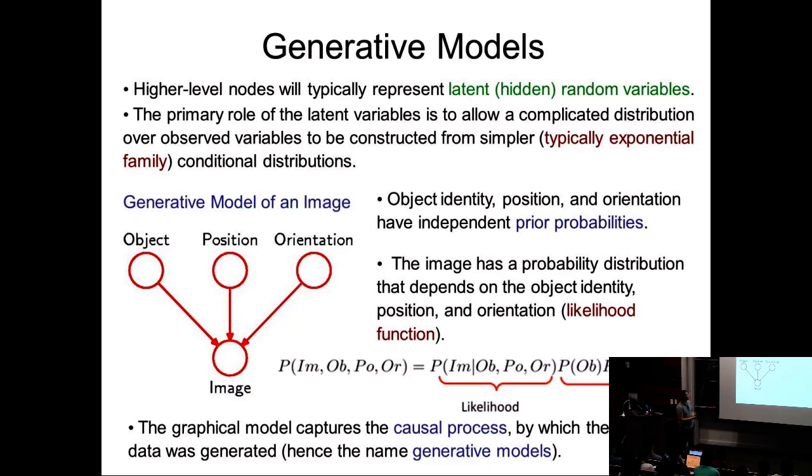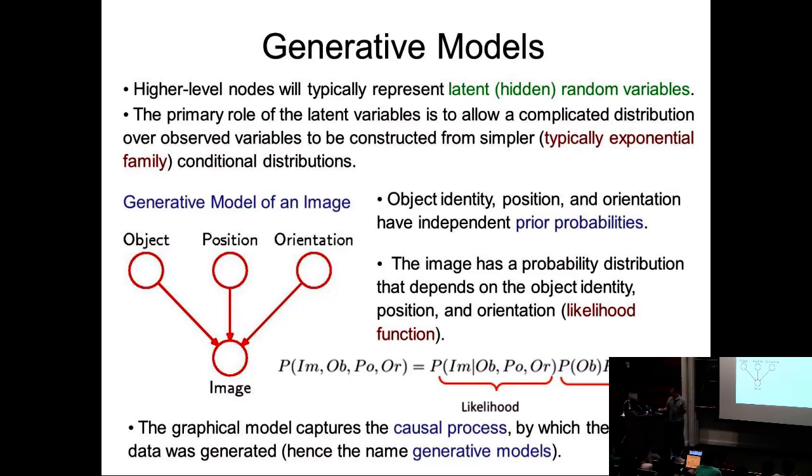Now, generative models, when we think about these kinds of models, Bayesian networks, directed graphical models, we typically think of high-level nodes carrying some latent or hidden structure. And the primary role of these latent variables is to come up with more complex distributions by constructing them out of simpler ones, right? You want to construct complex distributions from simple, typically exponential family, conditional distributions. So conditional distributions could be simple distributions, it could be a member of the exponential family, but when you combine all of them together, you can have a very complex distribution that you're trying to model.